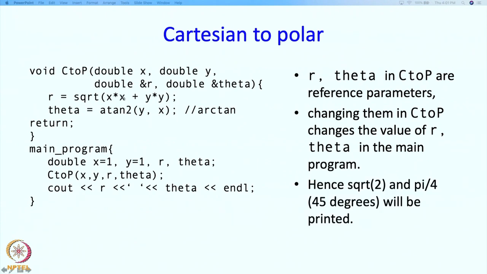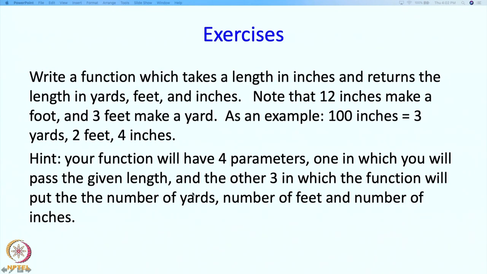And hence what gets calculated, square root of 1 squared plus 1 squared, so square root 2, will be printed for R, and arctan of 1 by 1 is 45 degrees, so pi by 4 will get printed over here. Alright, so here is a quick exercise.